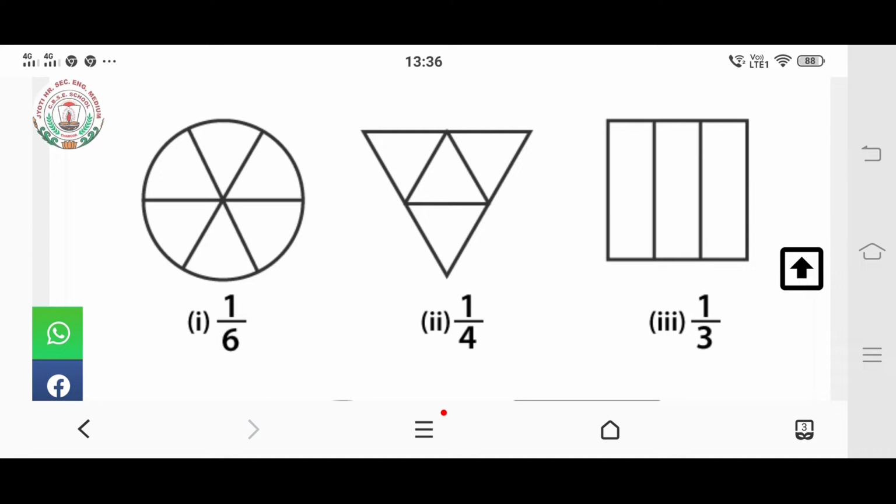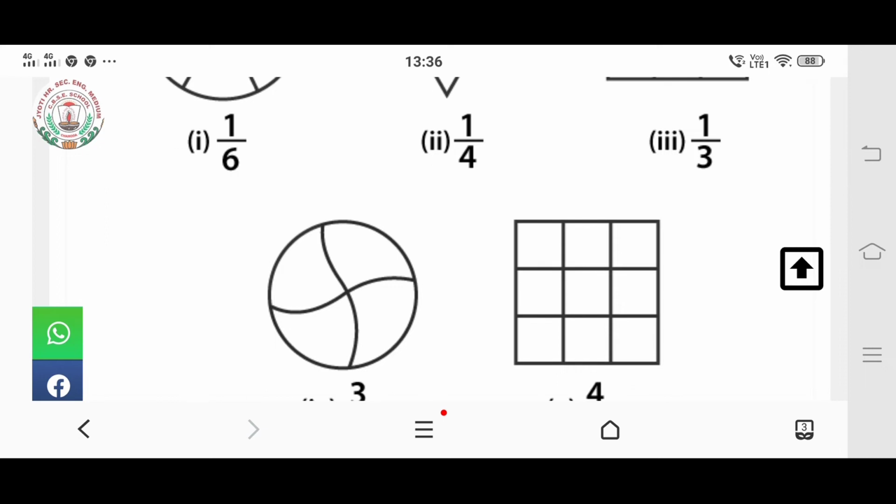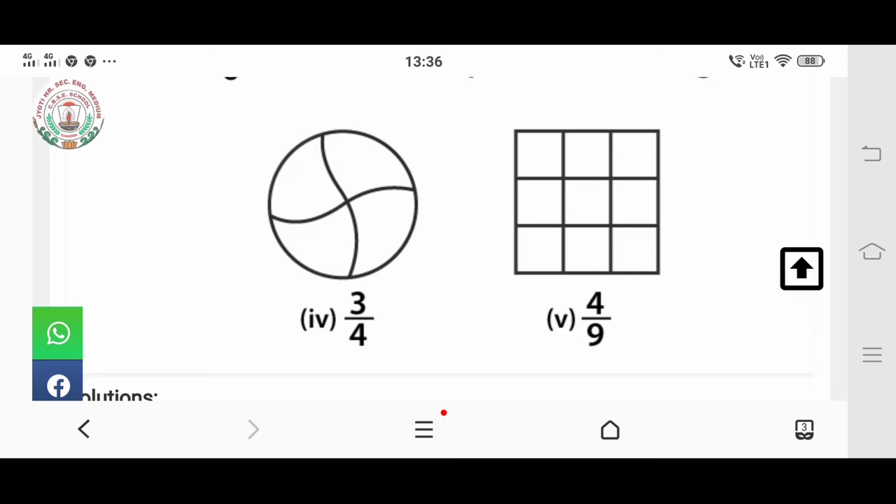Then a big square is divided into, you can say it is a rectangle also. It is divided into 3 rectangles. Out of 3, only one you have to color. Then the similar type of question was asked in the first question also. Big ball is divided into 4 parts. So you have to color here 3 by 4. Means out of these 4, 3 parts you have to color.